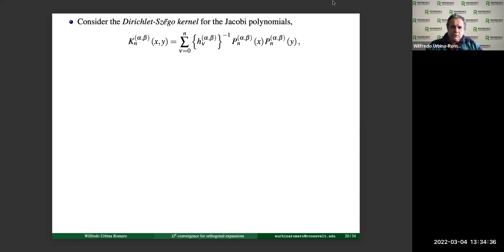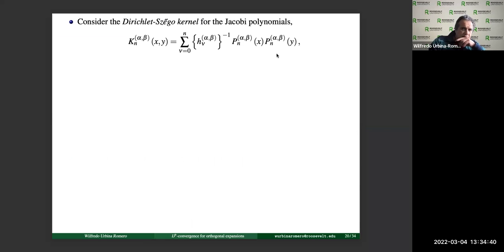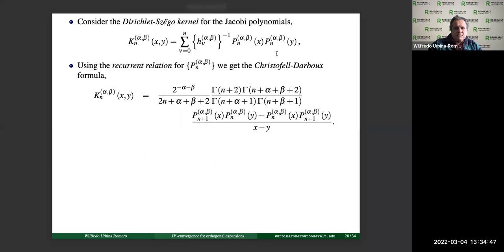This is what is called the Dirichlet-Szego Jacobi kernel for Jacobi polynomials. And the representation, thanks to the recurrent relation, which is a very nice property of the Jacobi polynomials, you can get what is called the Christoffel-Darboux representation of this guy. And this is a constant.